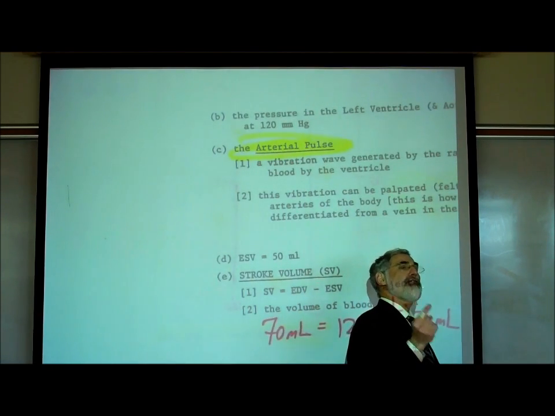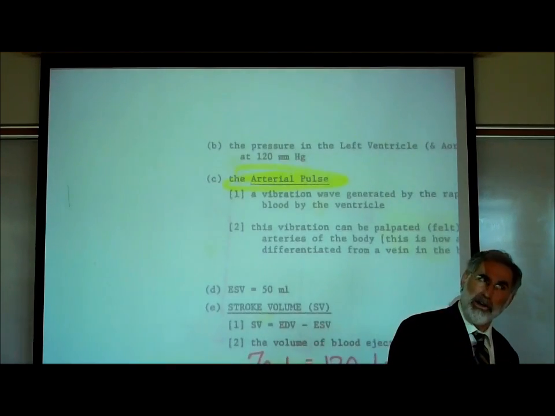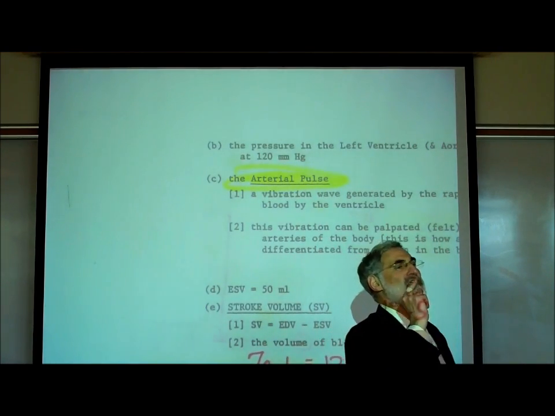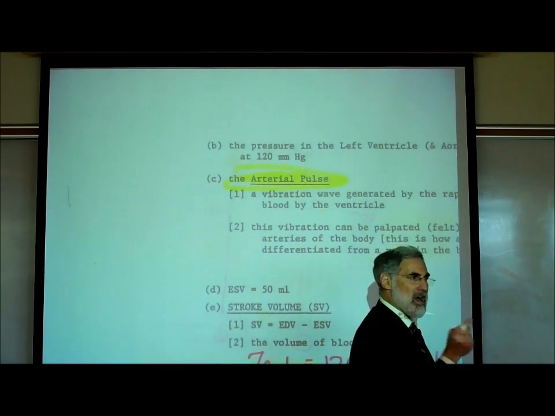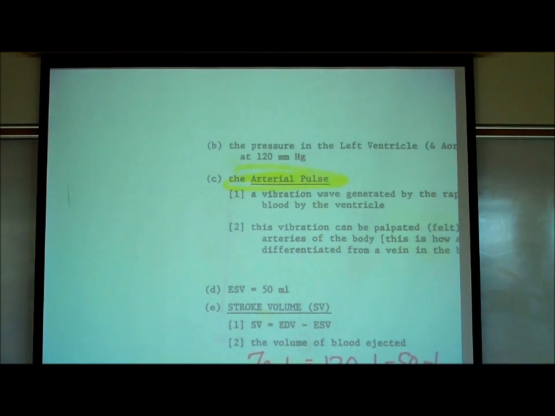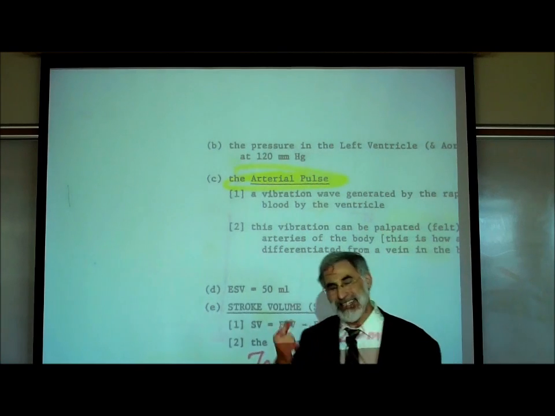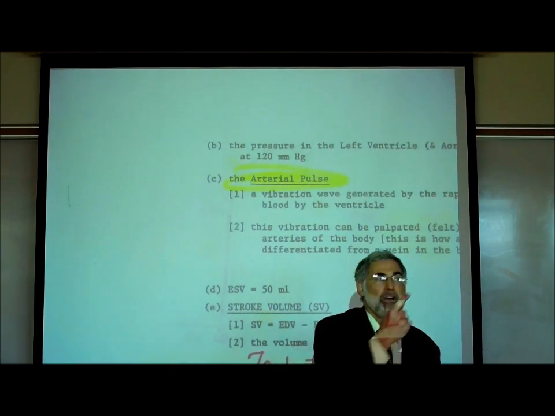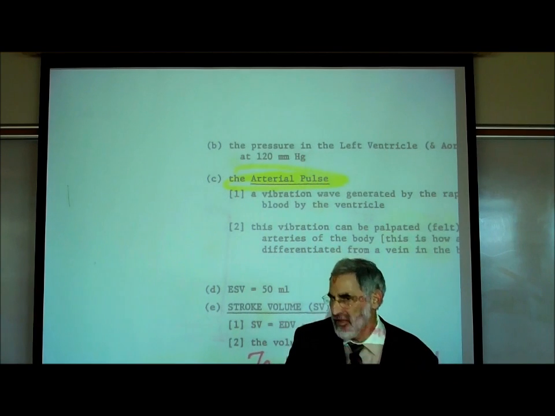You are feeling a vibration wave in an artery. In an artery, you can feel a vibration wave created every time the left ventricle powerfully ejects blood. When the left ventricle powerfully forces the aortic valve open and starts to eject blood, it causes a vibration wave in the aorta and all of the systemic arteries that branch off the aorta. And you are feeling a vibration wave called a pulse. That is not a blood pressure. That's a vibration wave created by a rapid ejection of blood from the left ventricle.